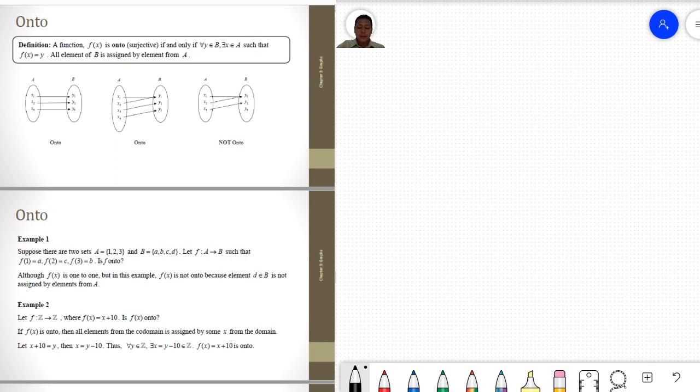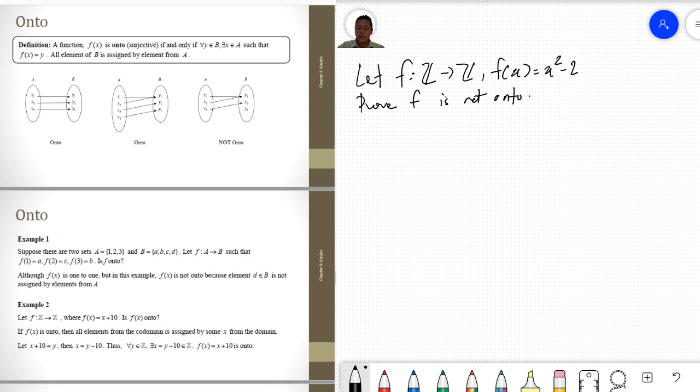We do one more example. This time it is not onto. Let f be a function assigned from Z to Z, f(x) equals x squared minus 2. Prove f is not onto, and if it's not, then you can use a counter example again. The proof starts now.